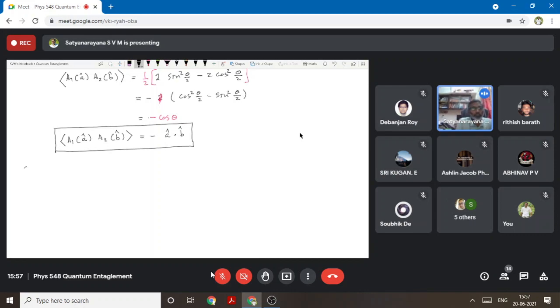And now the third aspect is to try to do a hidden variable theory. Okay, so in the hidden variable theory, we are going to talk about the same thing. That is, we want to calculate A1 of A cap into A2 of B cap.